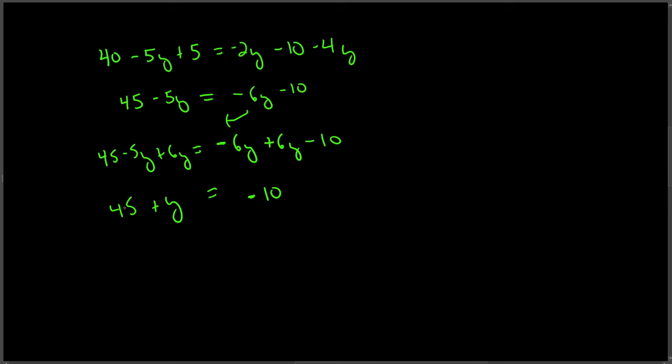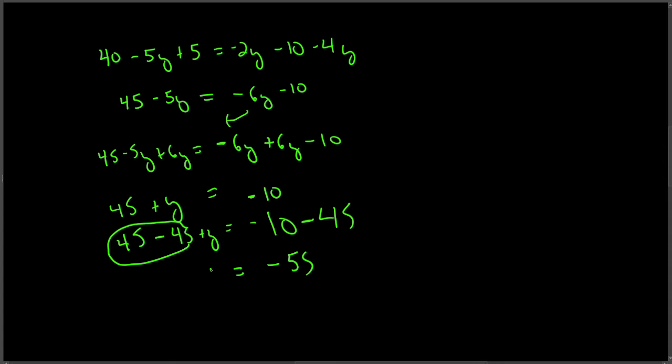And now I need to get rid of the 45 by subtracting 45. And whatever I do to one side, I do to the other. Getting ahead of myself here. There we go. And that's negative 55. And these two things, because we chose that to make it go away, gives us this. And now I'll come back and check.